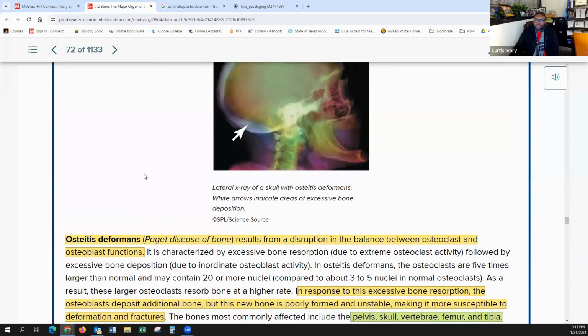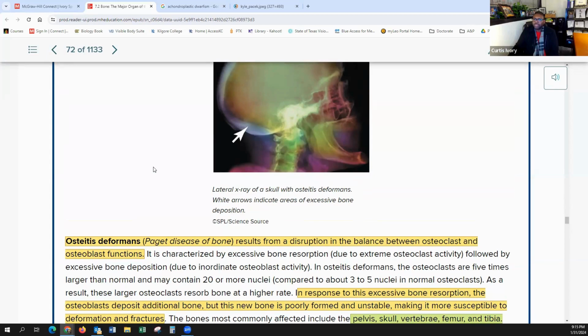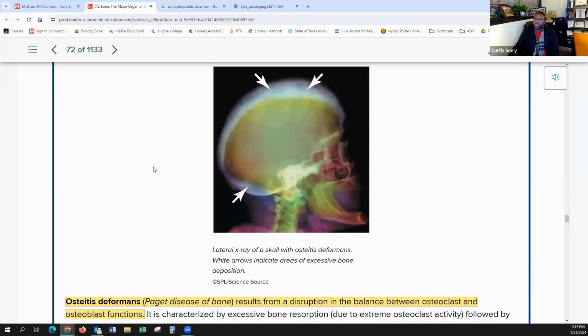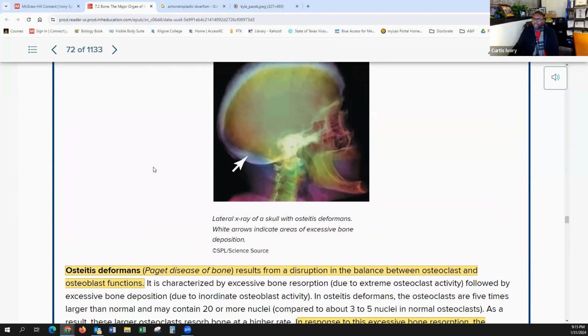So in this condition here, or this disease, it's called osteitis deformans, which is a disruption between the balance of osteoclast and osteoblast. Our osteoclast and osteoblast start kind of going out of whack. Osteoclasts start breaking down bones, osteoblasts start building them back. Even though this happens normally in our body, this is an abnormal amount of that happening. So we have way too many osteoclasts breaking bones down. Then we have way too many osteoblasts building up. That can be an issue.